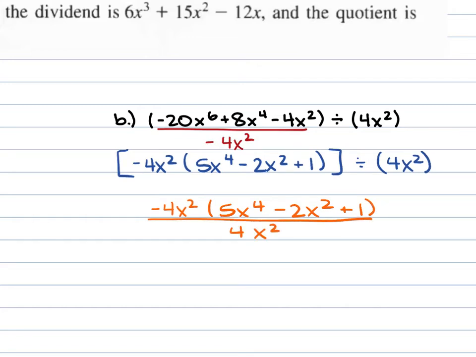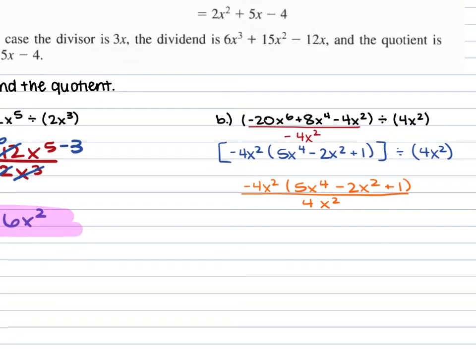4x squared. From here, we are going to simplify that negative 4x squared and that positive 4x squared. They both cancel out, but it stays negative. So this is just going to be the opposite of 5x to the 4th power minus 2x squared plus 1.